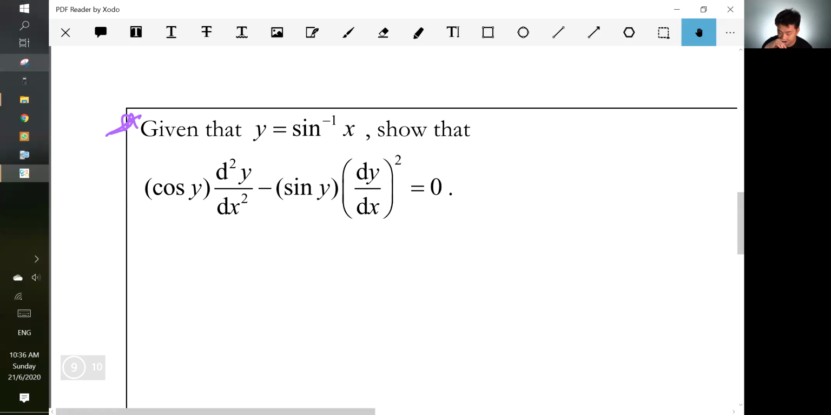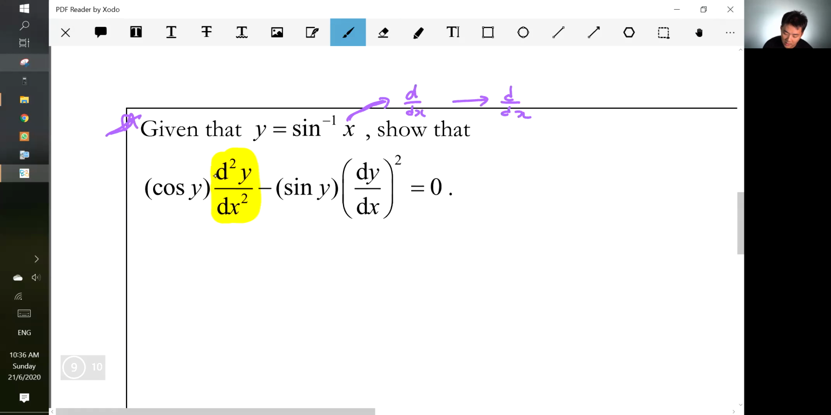At this one here, you have to show that you have got this expression here. Now, first of all, you look at the highest derivative they ask you to show. This one is second derivative, right? Means this one needs to differentiate twice.